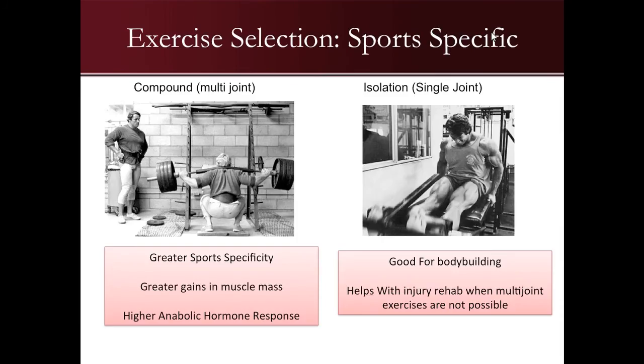Once we do that, we go into our acute training variables, and we start with exercise selection. Now, we generally can move things into compound or multi-joint, or isolation or single joint movements. Okay, so compound movements, the advantages of those is you have greater sports specificity, greater gains in muscle mass, higher anabolic hormone response, greater transfer to the field.